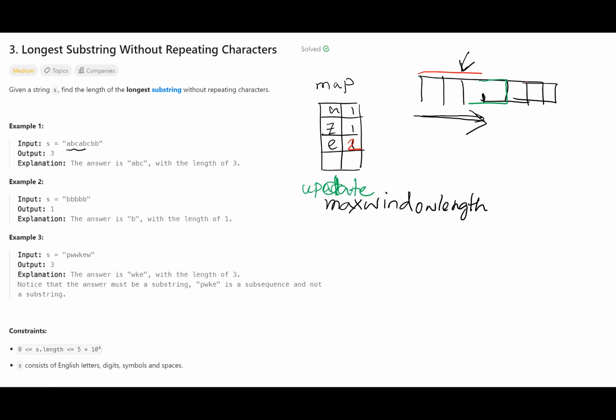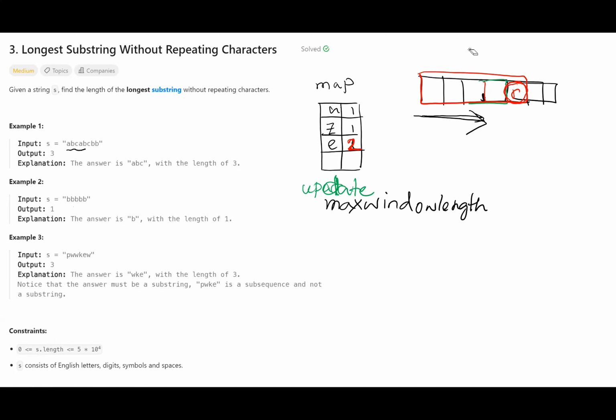So I expand it to here and now it becomes invalid. Invalid means this time one of the character frequencies went up to 2, right? So what I have to do now is make this window valid again. So how can I do that? So I know that this one became invalid because of this character, right? Say this character is R or something. Okay, so what I have to do is push my window from the left.